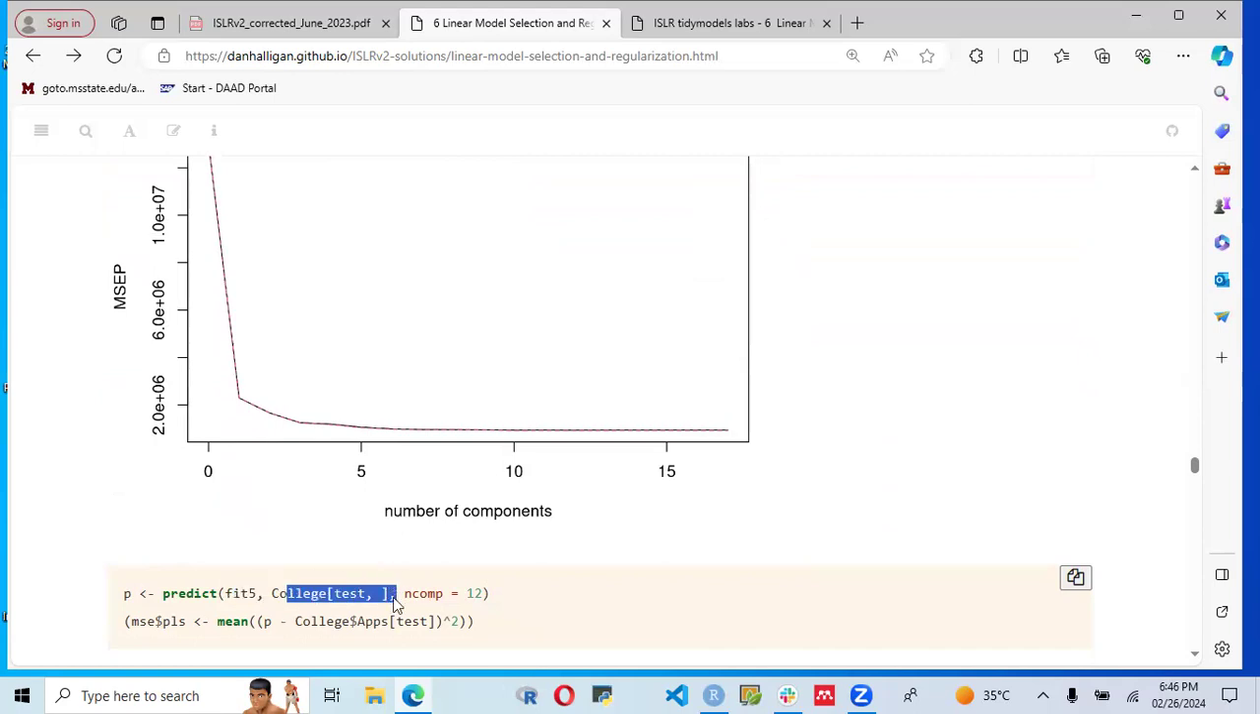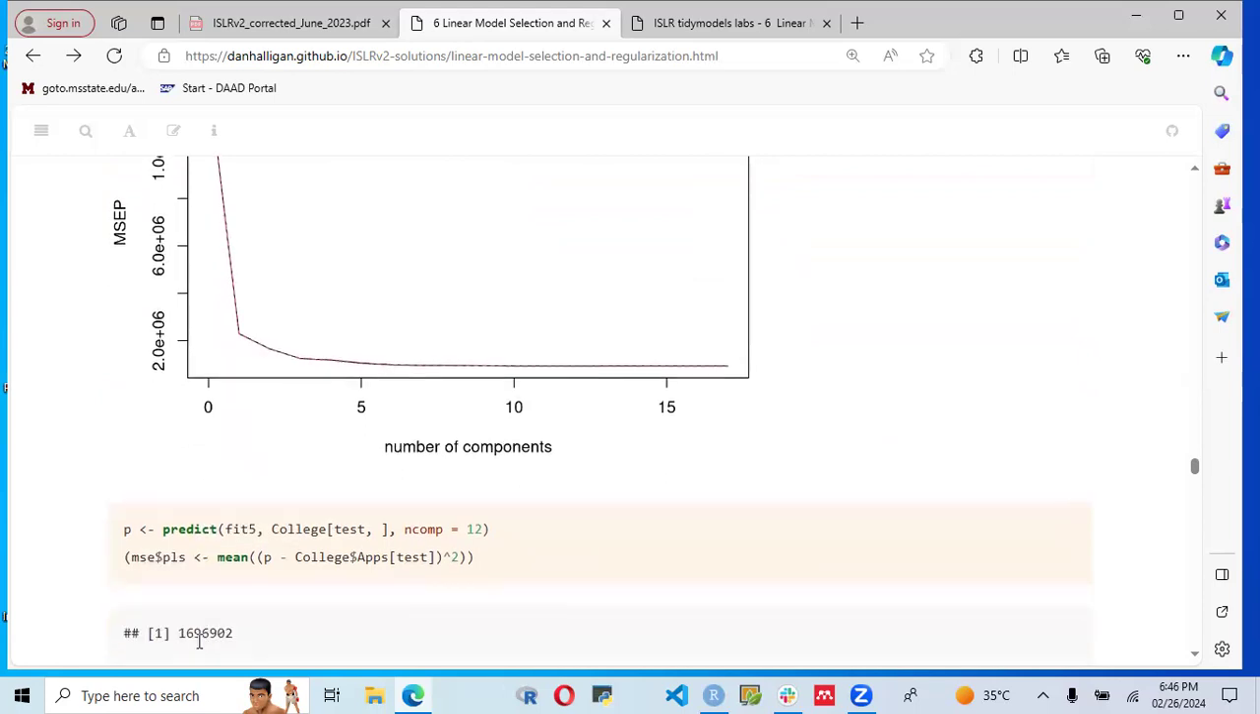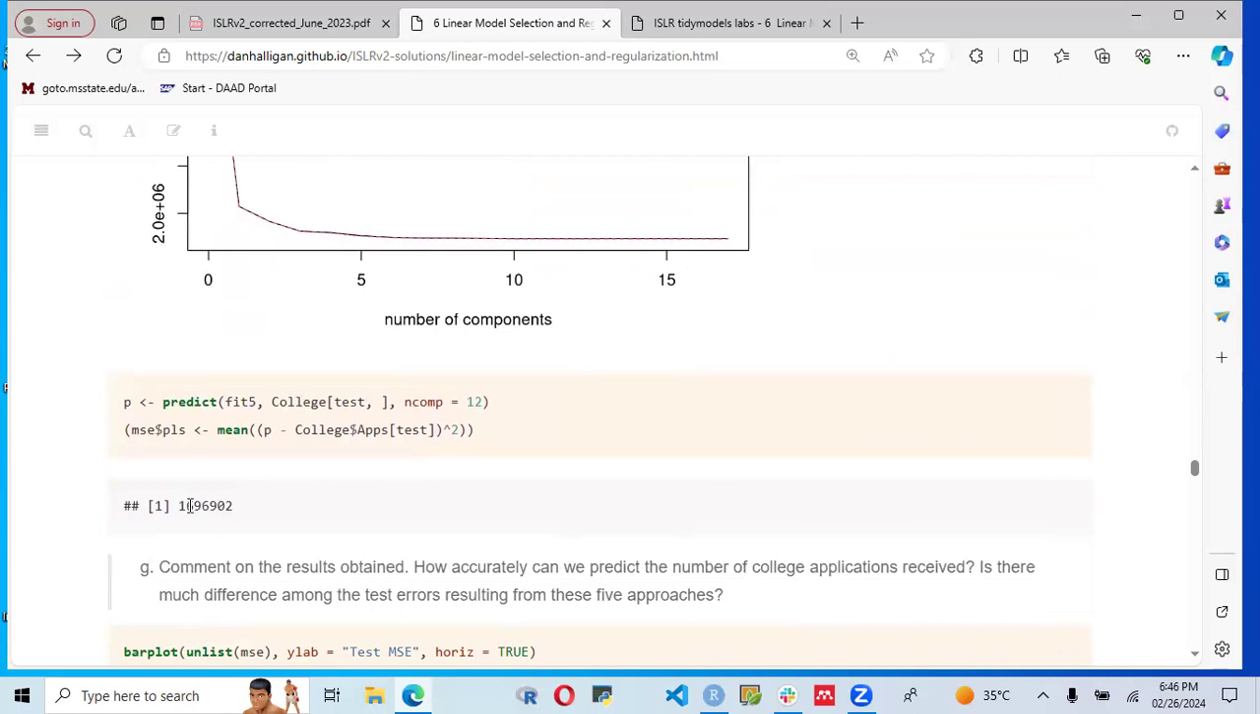Here they are using the number of components. They make use of 12 principal components. So they extract the mean square error of the partial least squares, and we can see that the mean square error is giving us this value. They now say we should comment on the result obtained. How accurately can we predict the number of college applications received? Is there much difference among the test errors resulting from the five approaches?